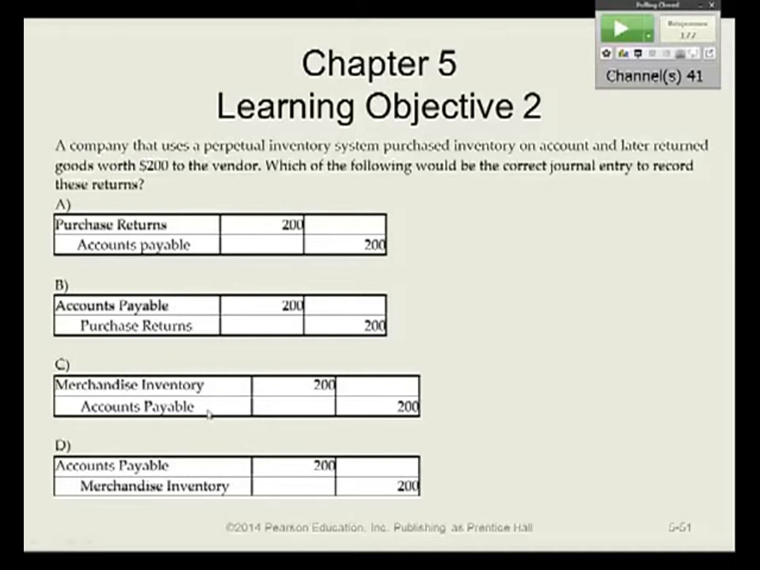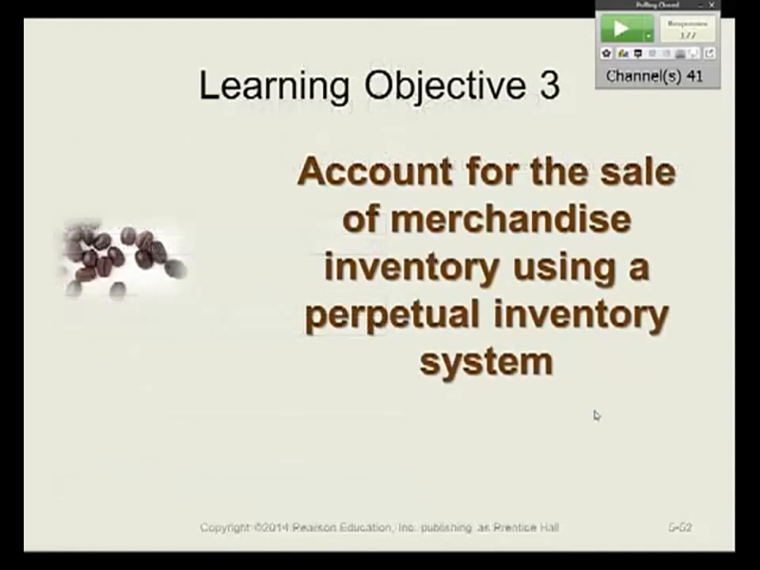Wait, but if you credit merchandise inventory, doesn't that mean you lose inventory? No, you're just changing the value. Okay, the question is, when you credit merchandise inventory, are you losing inventory? You're not losing physical units, you're changing the cost per unit, or changing the value of the total inventory.